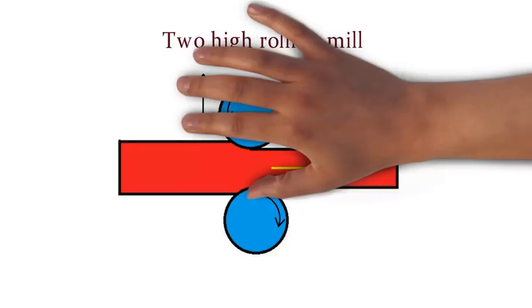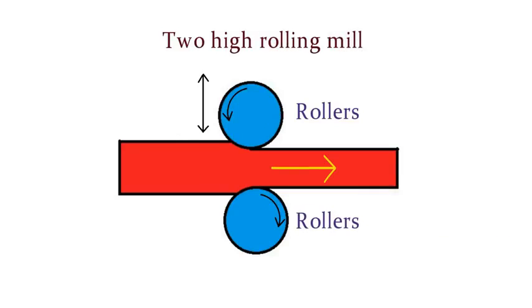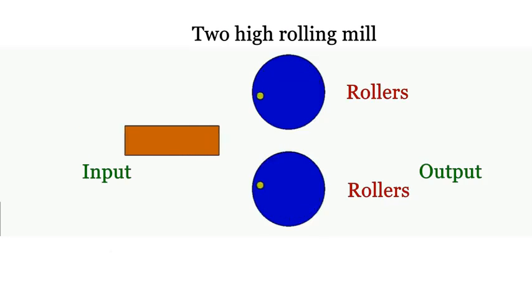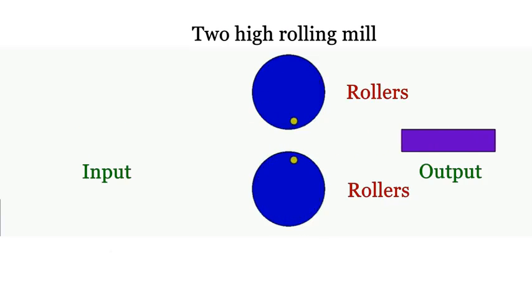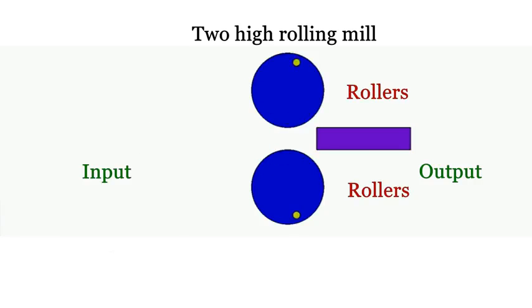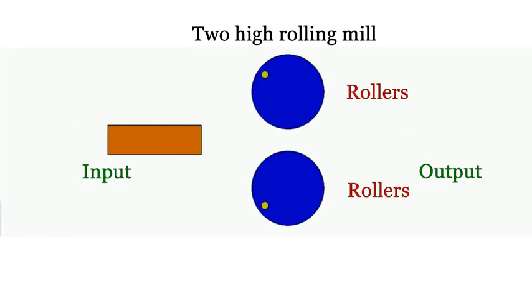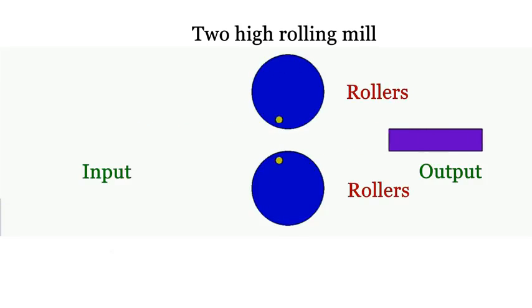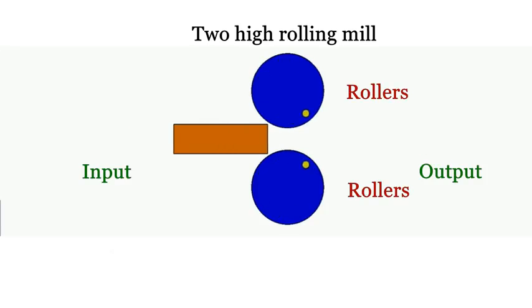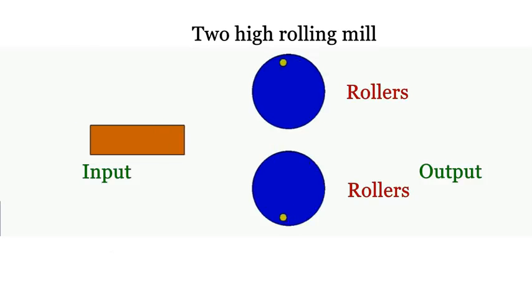This is the simplest type of rolling mill setup, in which 2 rollers are used. The distance between the 2 rollers can be adjusted according to the metal thickness. The lower roller is fixed, whereas the upper roller has vertical motion to adjust the distance between the 2 rollers. Both the rollers have opposite directions of rotation. It means if the upper roller rotates in an anticlockwise direction, then the lower roller rotates in a clockwise direction. This type of rolling mill is known as a non-reversing rolling mill.